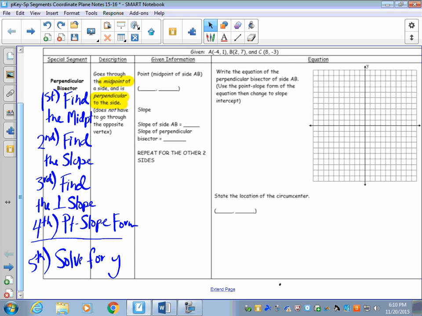Step 1 is we have to find the midpoint, because a perpendicular bisector goes through the midpoint of the side and is perpendicular to the other side. So we're going to start off with plotting these points that are given to us. So get this on the graph that's provided for you.